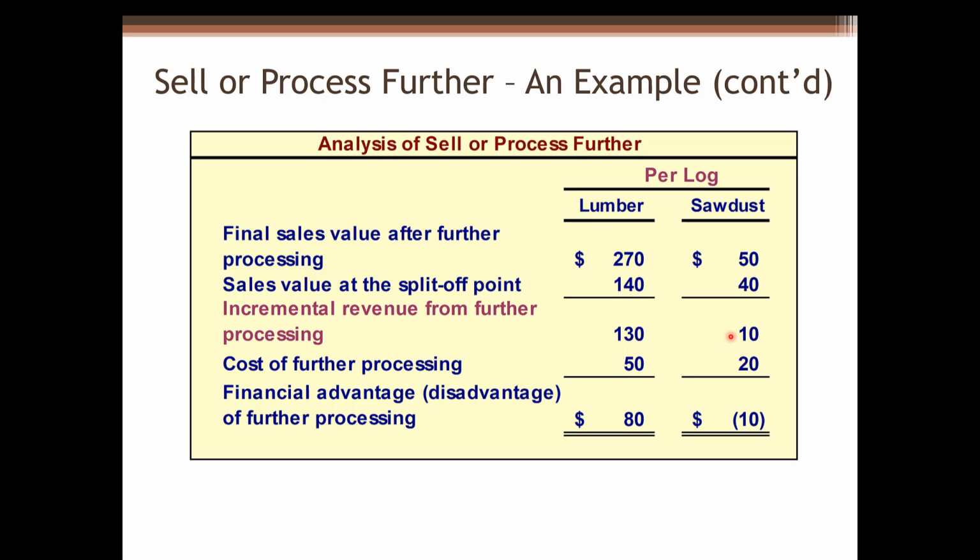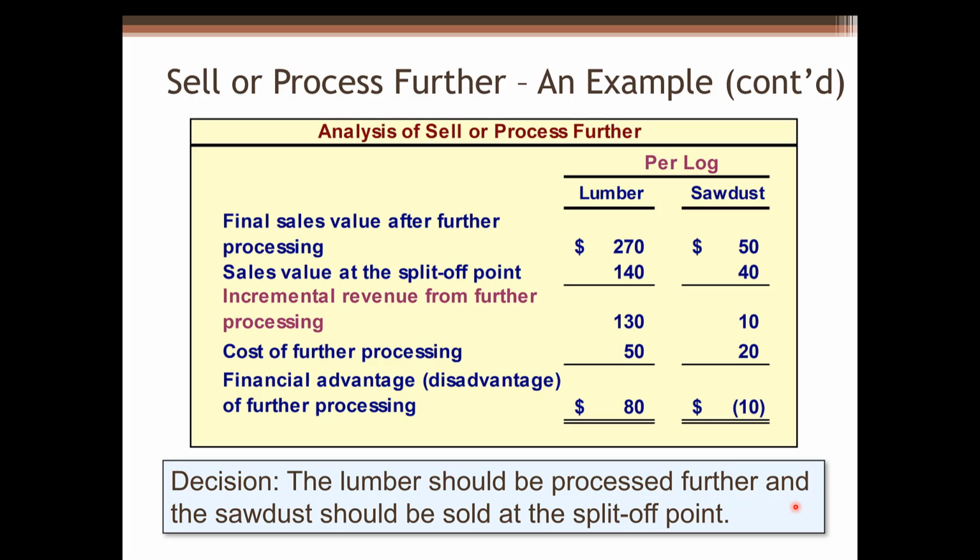For sawdust, incremental revenue minus cost of further processing is a negative number, so this is a financial disadvantage. Therefore, the lumber should be processed further, but the sawdust should be sold at the split-off point. This is the end of chapter 13.